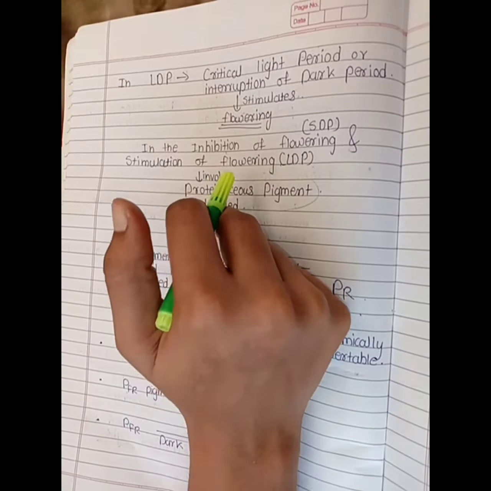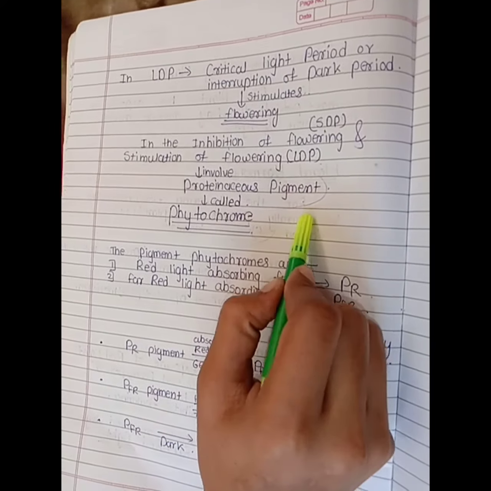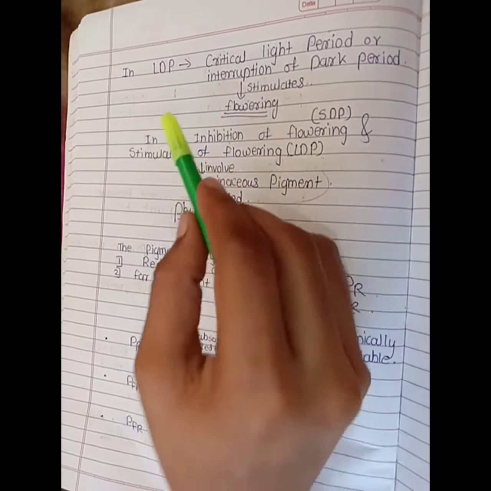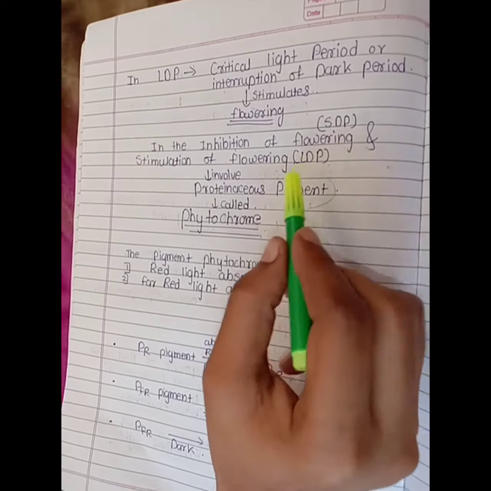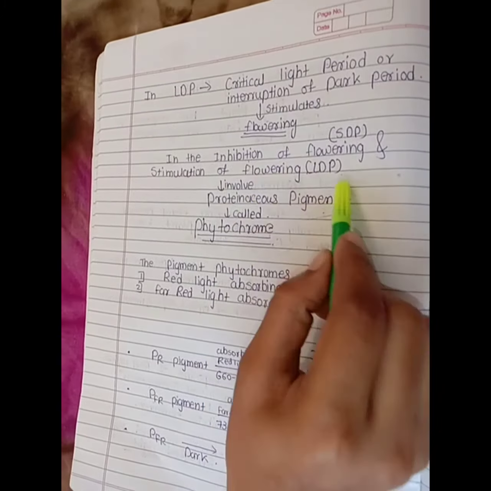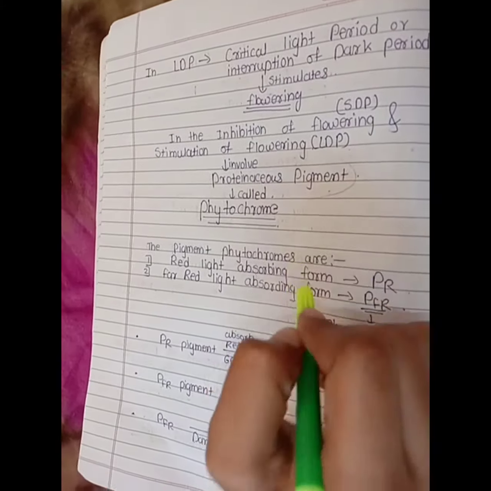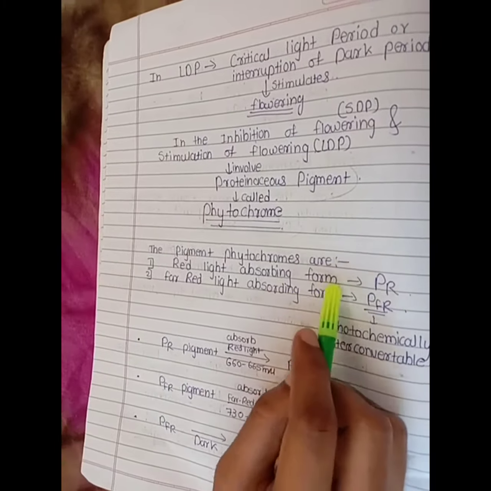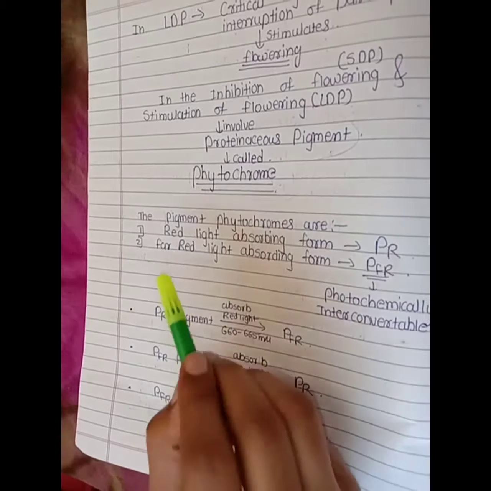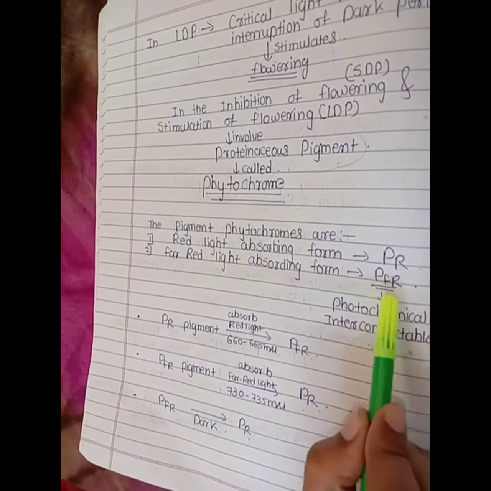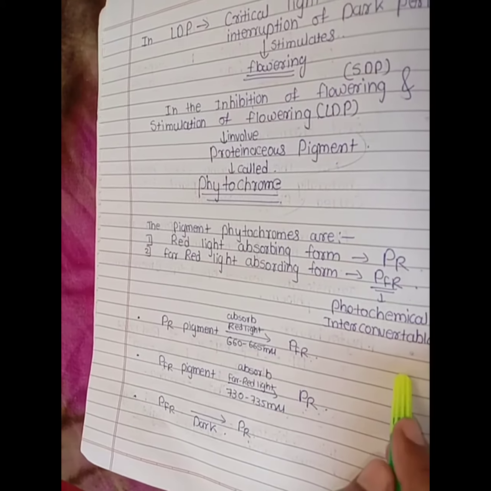plant involve a proteinaceous pigment. Okay. To suppress these activities for the flowering production, there is some proteinaceous pigment present. These are called phytochrome. What do they do? The pigment phytochromes have a red light absorbing form, that is PR, and a far red light absorbing form, that is P far, PFR. Okay, these are photochemically interconvertible.